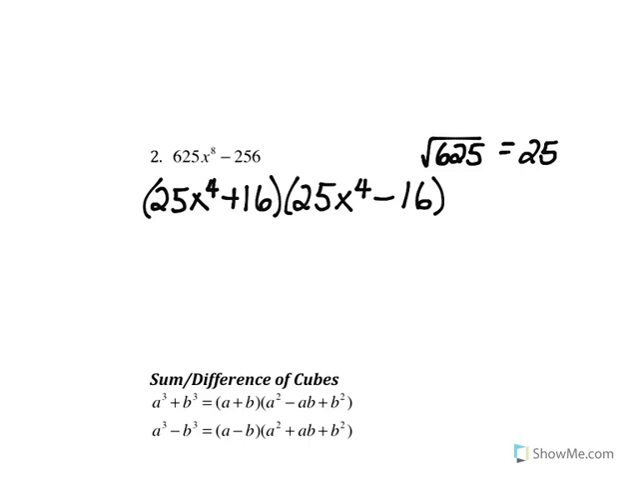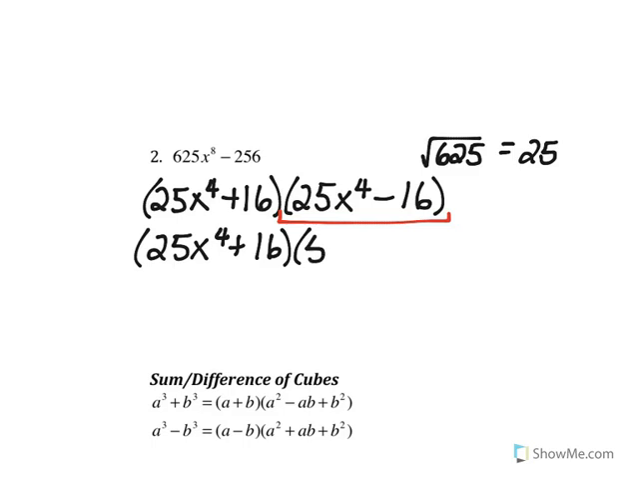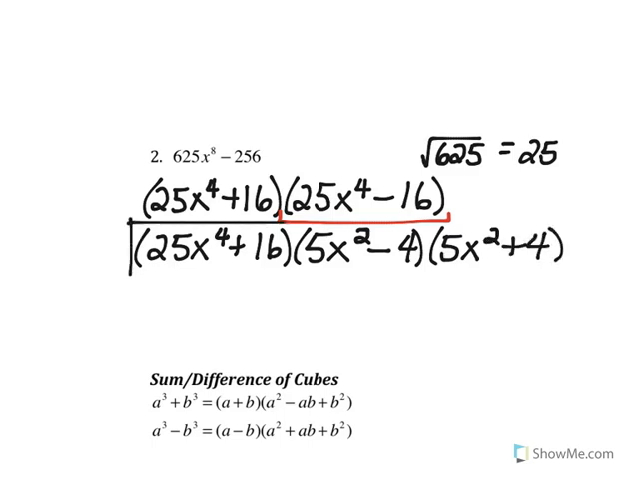And then again, we're going to take that second parentheses, the one that has the difference, and break it apart further. So keep this as 25x to the 4th plus 16, and then break the second one apart into 5x squared minus 4 times 5x squared plus 4. And notice I ended up doing the minus first in here just to show you that it is okay to do that. Either way is fine for your final answer.